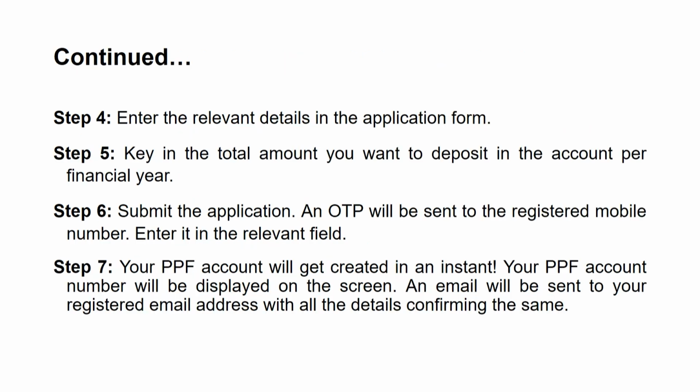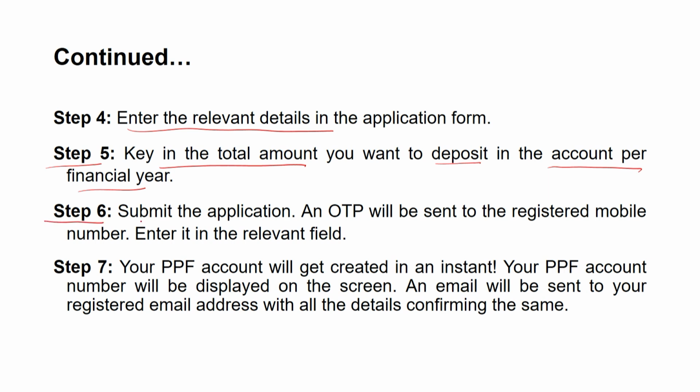In step 4, you need to enter the relevant details in the application form, such as your name, your address, and other details regarding the KYC documentation may be asked by the bank. So you need to provide all the details. In step 5, key in the total amount you want to deposit. You need to enter the total amount of deposit that you want to contribute in every financial year in the PPF account. So here you need to give information on what amount of contribution you want to make on a per annum basis in your PPF account.